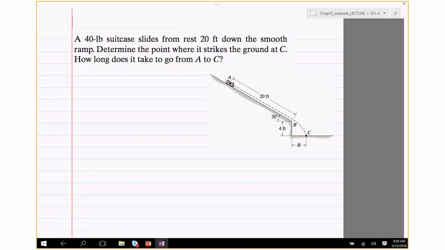Okay, next question. A 40-pound suitcase slides from rest 20 feet down the smooth ramp. The key word here is smooth. When you're told that the ramp is smooth, it means that the coefficient of friction is 0. There's no friction. Determine the point where it strikes the ground at C. That is equal to find R. And how long does it take to go from A to C?